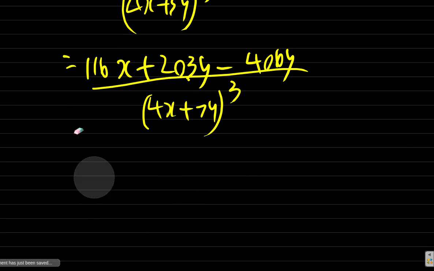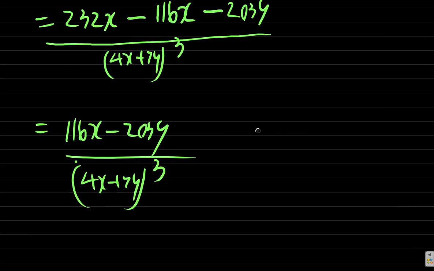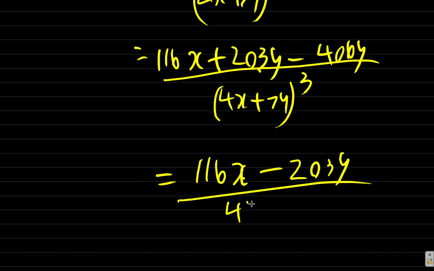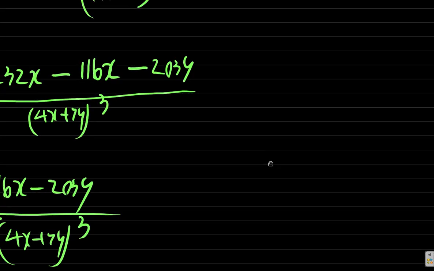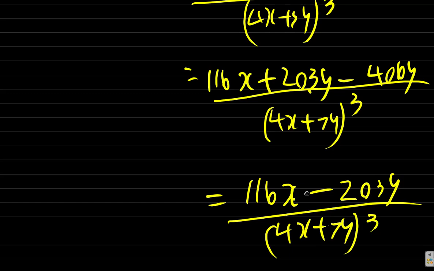So what would happen here now? It would be 116x. Was it 116x we had? Yeah, 116x. And then minus, then 203 minus 406 is what? 203y, 203y over (4x + 7y) cubed. So it's 116x minus 203y over (4x + 7y) cubed. Yeah, the same thing now.